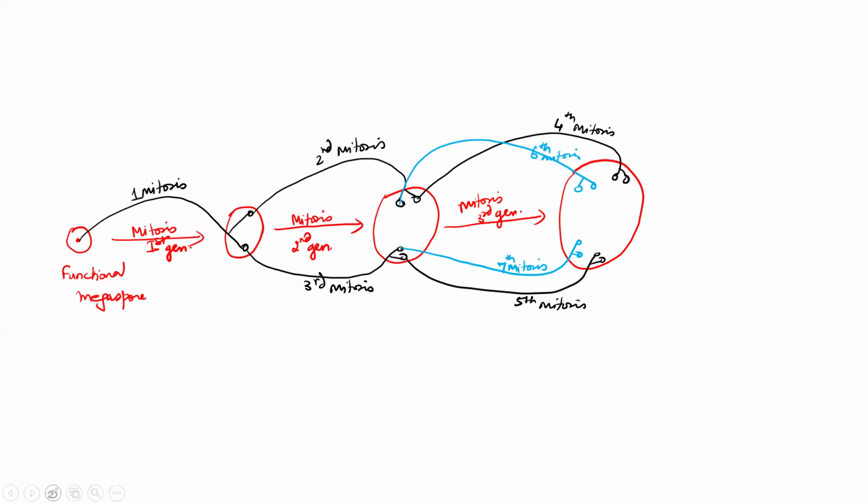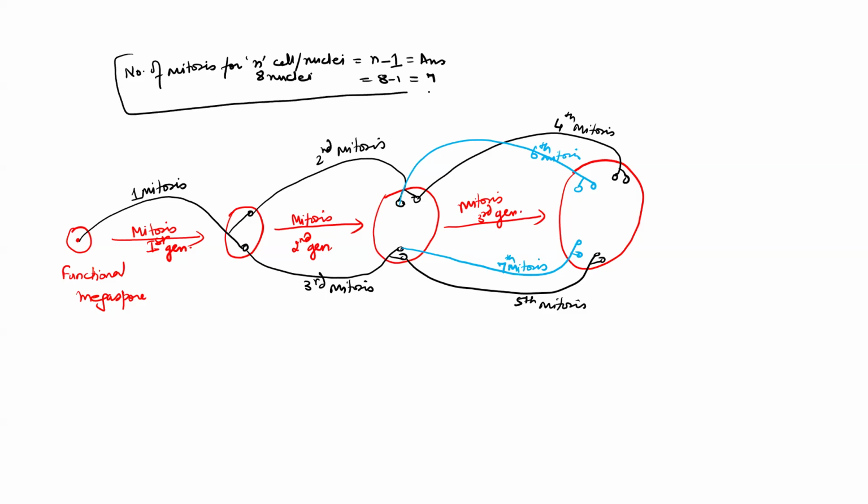Now a question based on this. First let me explain. If they ask you the number of mitoses for n cells or n nuclei, what is the formula? You can directly get it: n minus 1 is your answer. Here, if I say 8 nuclei, I'm not saying cells, I'm saying only 8 nuclei. So how many mitoses do I have to do? 8 minus 1 means 7 mitoses.